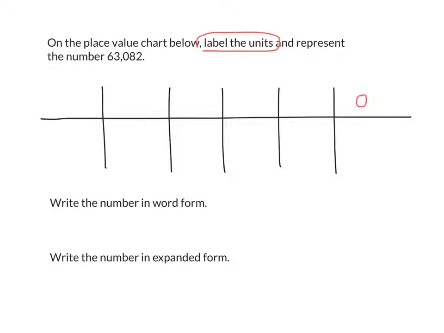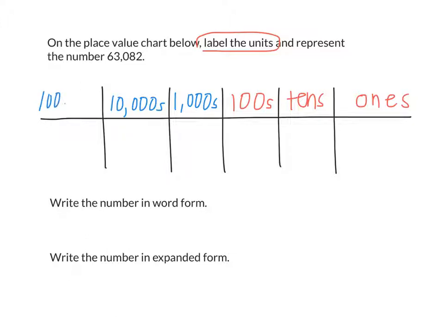We know that the rightmost is the ones place, followed by the tens, then the hundreds, right? What's after the hundreds, guys? Everyone? Thousands. And instead of writing the words, you can do what I'm doing and write the numbers, okay? After the thousands is the what, guys? 10,000s, followed by the 100,000s. Good.